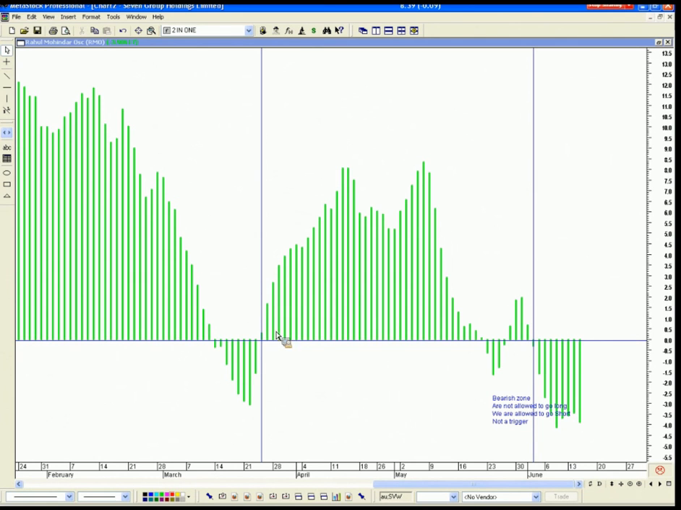The real takeaway here, if someone's designing a trading system, is to make sure that they identify what the underlying trend is. It's not necessarily a trigger, but regardless of what trading system they're working with, make sure that you do trend analysis as part of it.